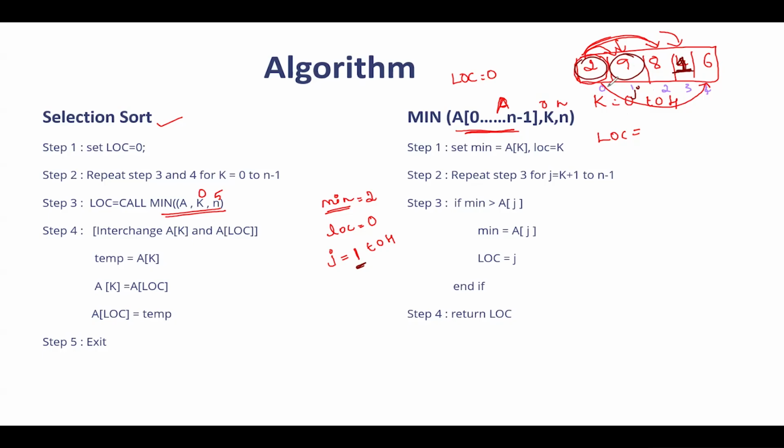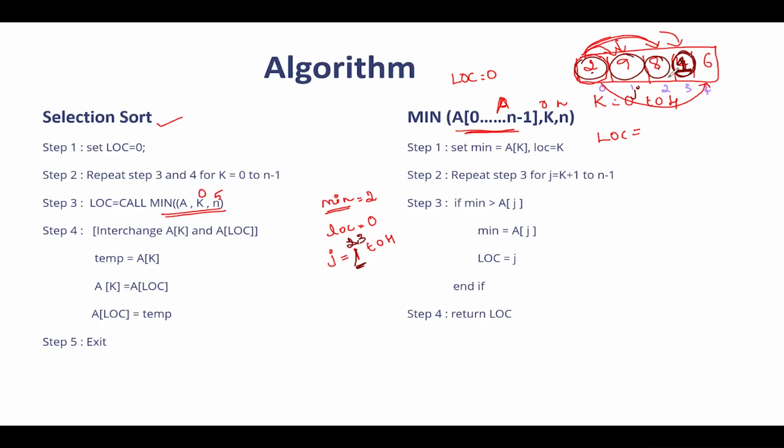So next, what is going to happen? Since minimum is not greater than A of j, I'm just going to once again increment the value of j. Now j is going to become 2. When I'm comparing 2 and minimum, I know that 8 is still greater than 2. Hence minimum will remain 2 itself. And then I will increment the j value to 3. But when I'm coming over here, 2 is not less than 1. 1 is less than 2.